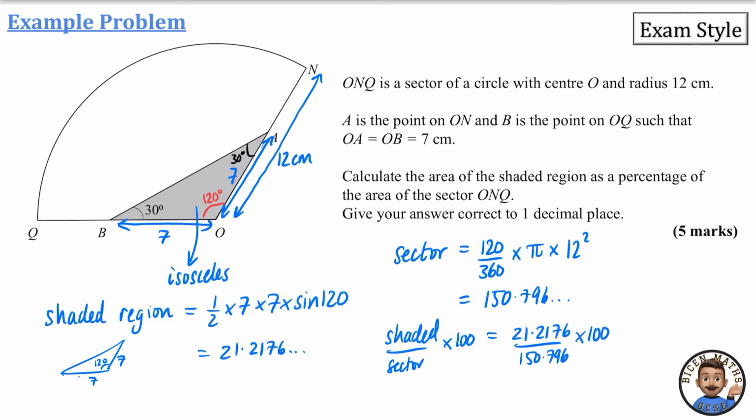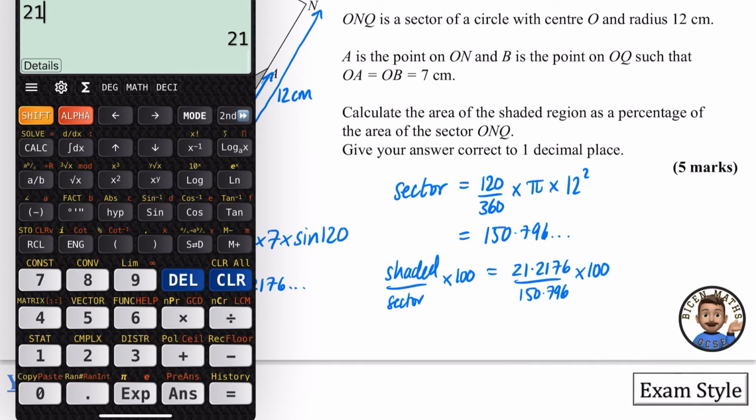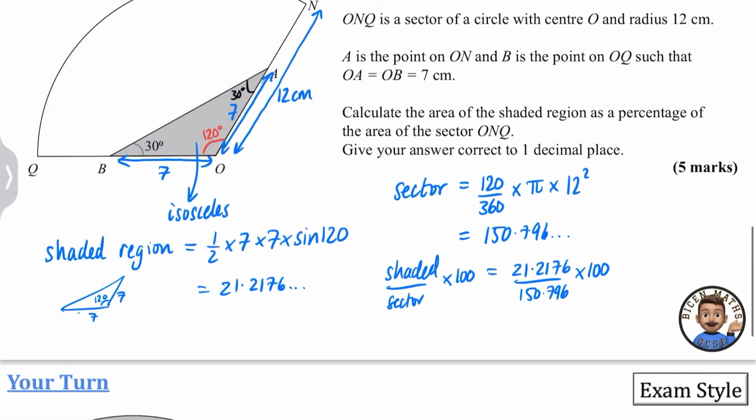Because it wants it to one decimal place, I've just given a few extra digits just to make sure that I get an accurate answer. So I'm going to do 21.2176 over 150.796, and I'll multiply that by 100 to get it as a percentage. And to one decimal place, that is going to be 14.1%. So the answer is 14.1%.